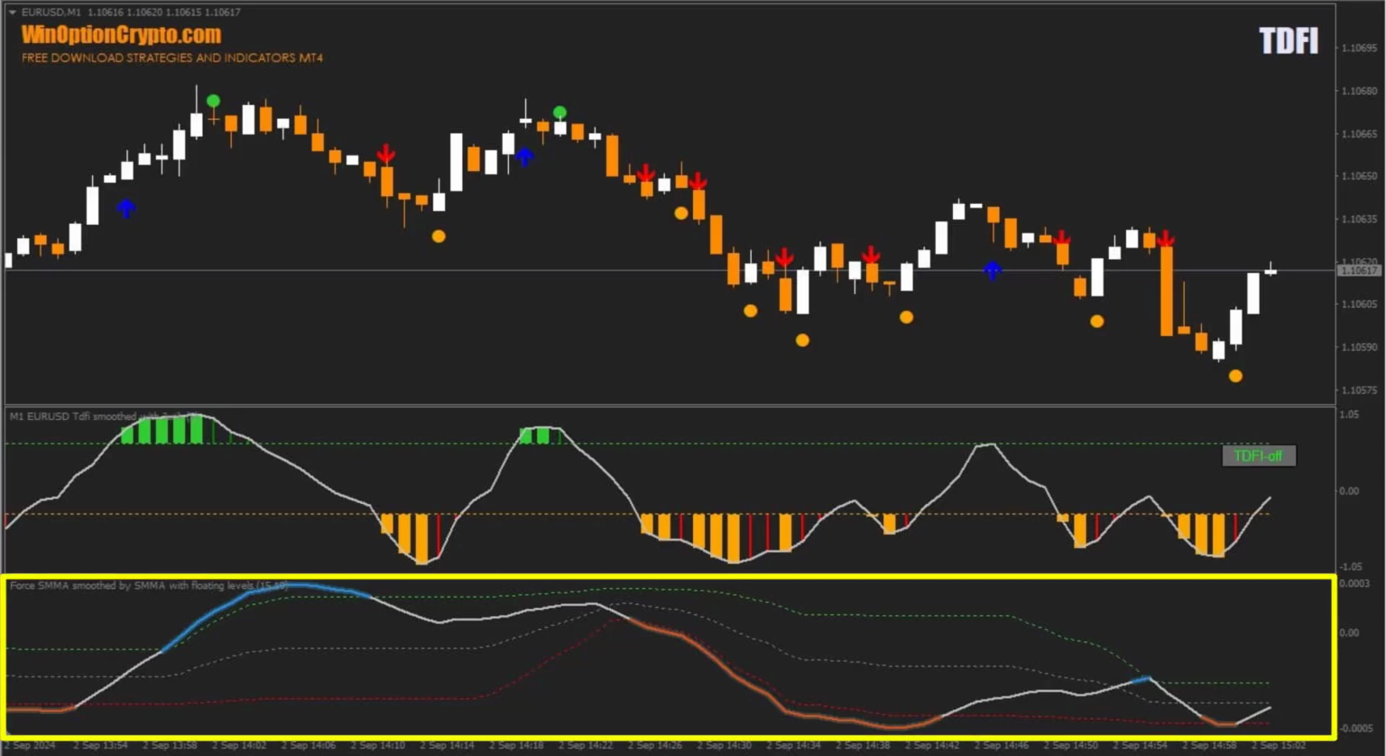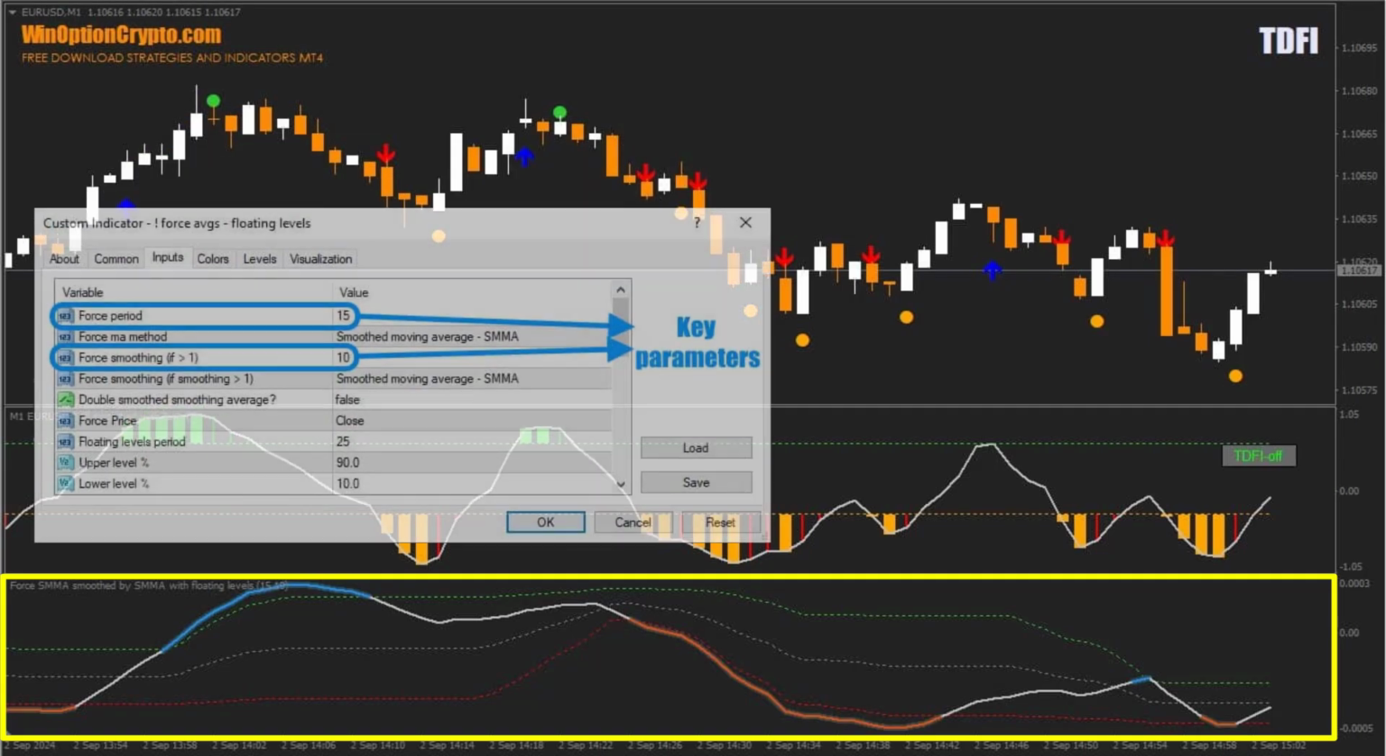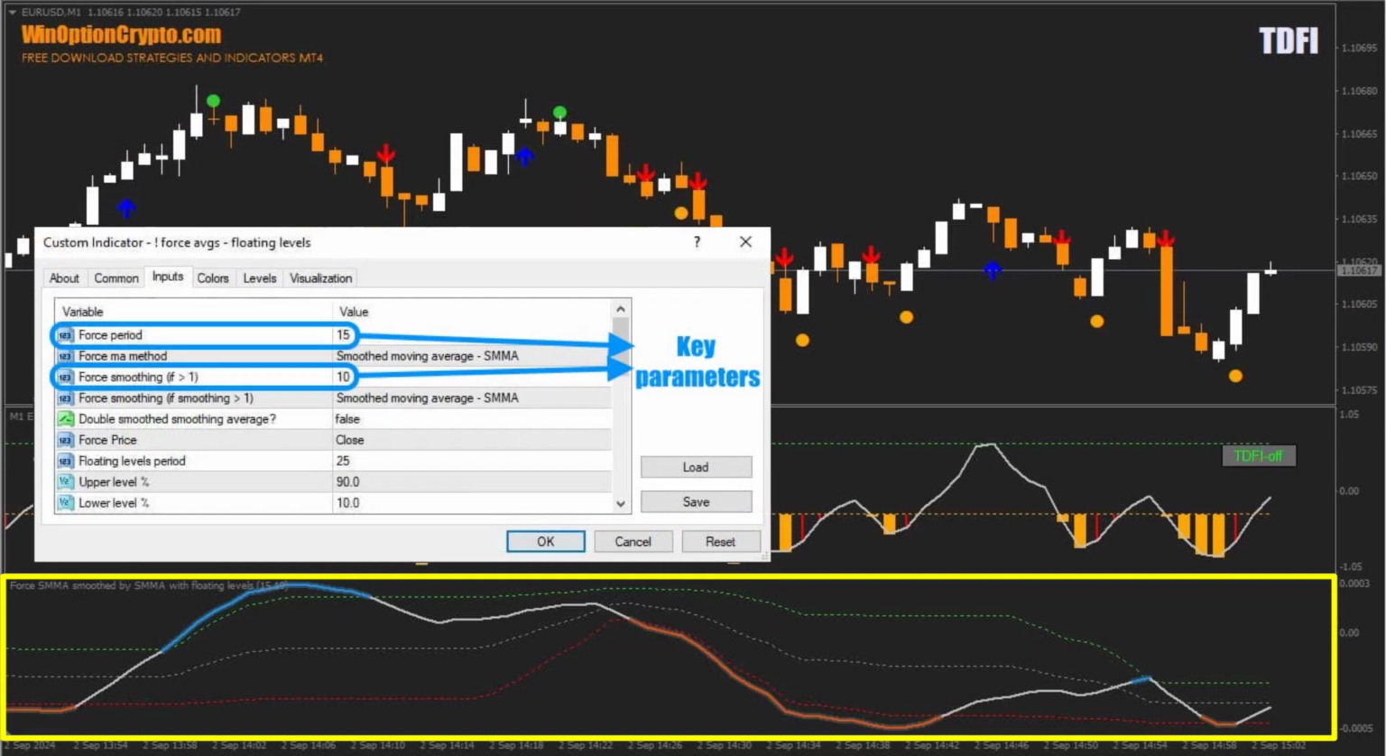The second oscillator, force averages, is designed to filter the signals of the main indicator. You can see its key parameters on the screen. They determine the sensitivity of this tool. We recommend selecting these parameters so that the orange line of this oscillator corresponds as much as possible to profitable transactions for buying put options and the blue line for buying call options.